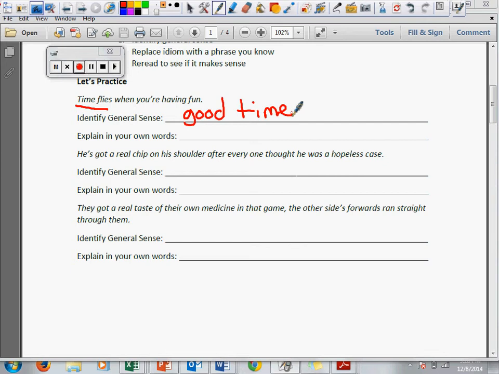So you'll notice that my general sense isn't really complicated. It's just a couple of words, maybe 4 or 5, sometimes 2. And now I'm going to explain it in my own words. So time flies when you're having fun. Time isn't really flying. It's just moving fast because you're enjoying it. So time is moving fast.